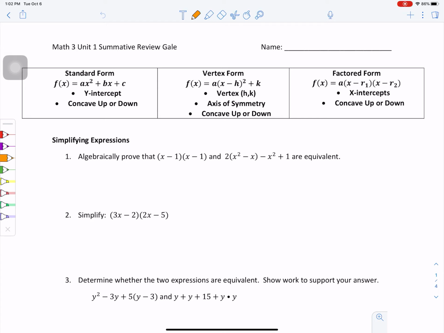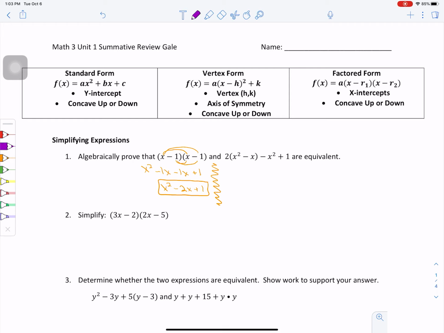So the first thing we're going to do is simplify each of these expressions. First thing we do is multiply x times x, which is x squared. We multiply x times negative 1, which is negative 1x. Multiply negative 1 times x, which is negative 1x. And multiply negative 1 times negative 1, which is a positive 1. Then we're going to combine like terms. X squared minus 2x plus 1. So this is the first side, simplified.